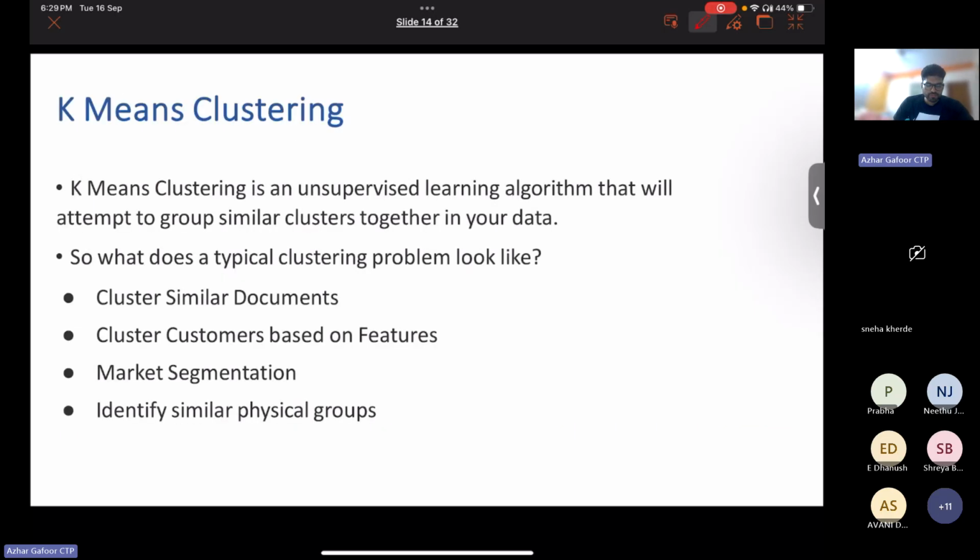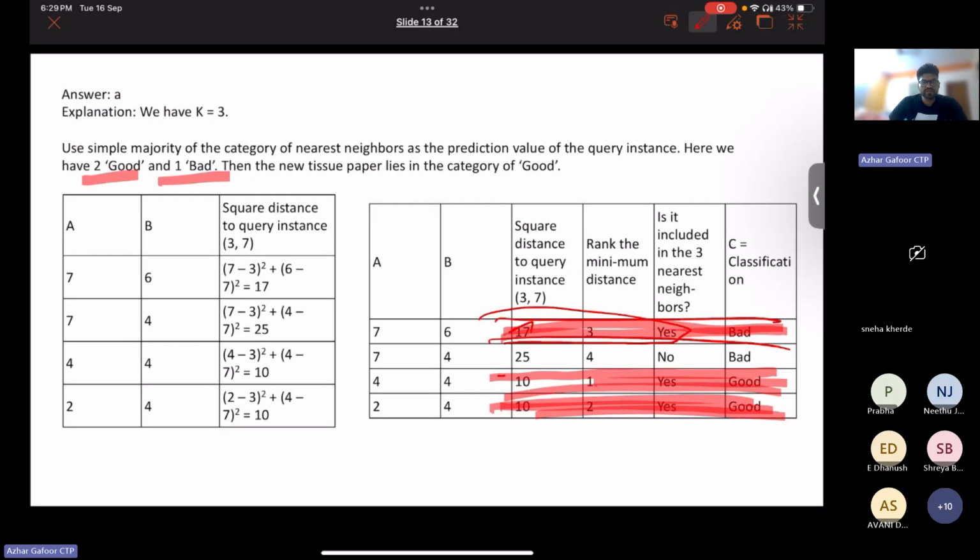All right. So now let's move to k-means clustering. What is the difference between KNN or k nearest neighbor and k-means clustering? Let's see that. So this problem is clear, right? If you have any doubt, please do ask. All right, we will move on.